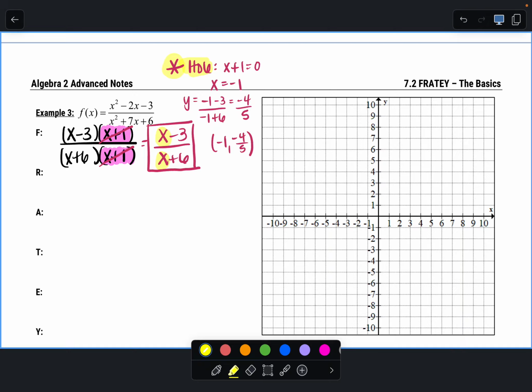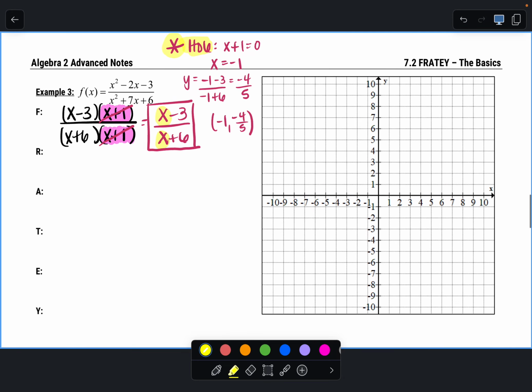Because this is one of the more commonly missed parts of this whole test, is going in and finding the value of where the hole should be. So now that I have the point, I'm going to go in and graph it. It's going to be an open circle at negative 1, negative 4 over 5. It does not have to be perfect. It's just something on my graph knowing I have to pass through it at some point.